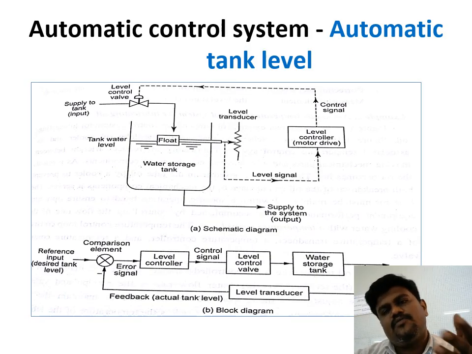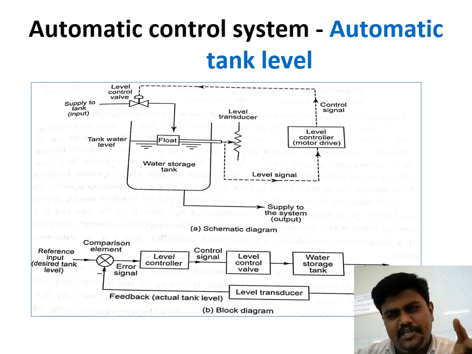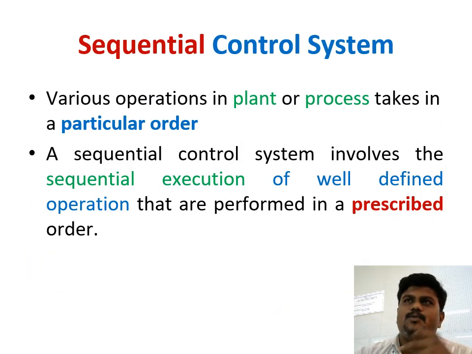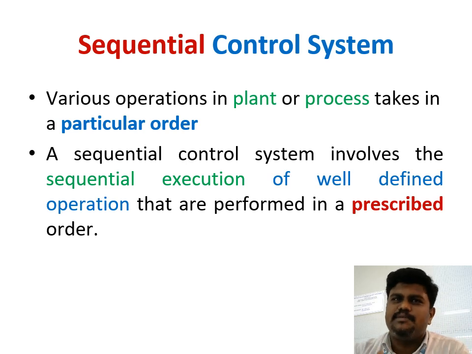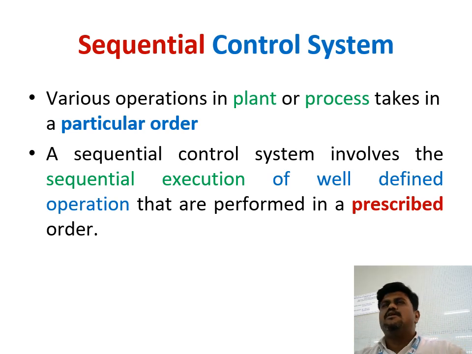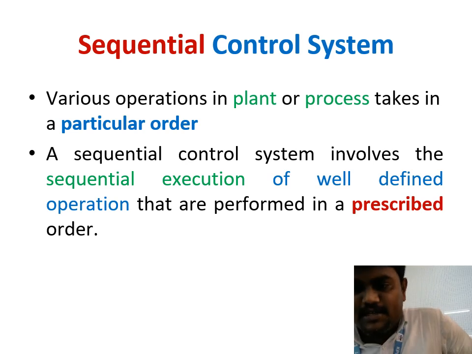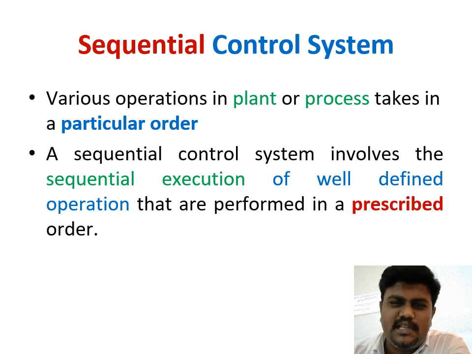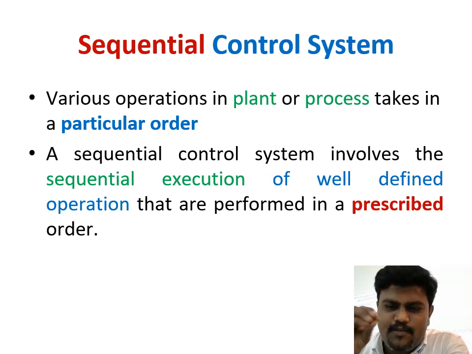Again, this is some sort of automatic tank level monitoring system. We have seen this one, and the shaft speed control, the same sort of example. And once after seeing all these measurement systems and control systems, now we are going to see something about the sequential control system. By this time you all know what a control system is all about, and now you have to know what a sequential control system is, and in what way it differs from the previously discussed control system.